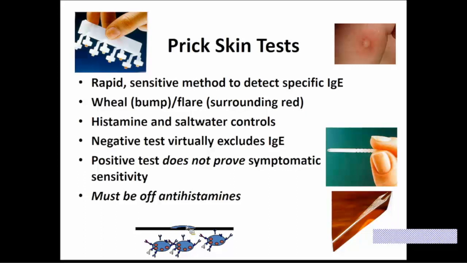So that's not a nipple on the upper right, it's a hive. In the area where the scratch is, you get this bump and redness around it from an axonal reflex. And we measure that. So the bigger it is, probably the more IgE response there is. The person has to be off of antihistamines for this test. We do a histamine control, which is positive, a saltwater control, which is negative in most people. And we measure the size.